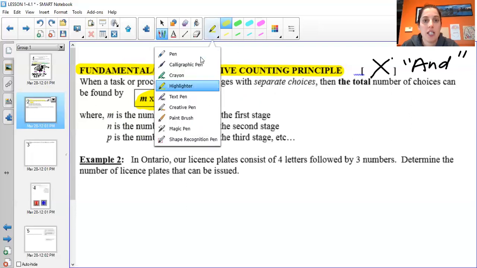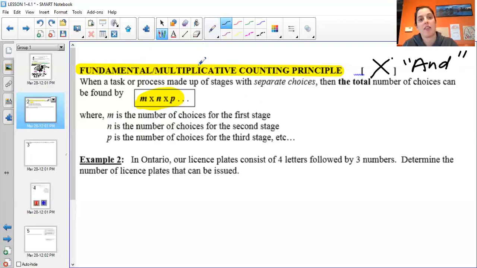Okay, so the idea is "and" means multiply. And in the next example, "or" means add. So this or that we add, this and that we multiply. Let's think about how many stages when we're talking about license plates. And I think you have a homework question about zip codes. So it's the same idea.